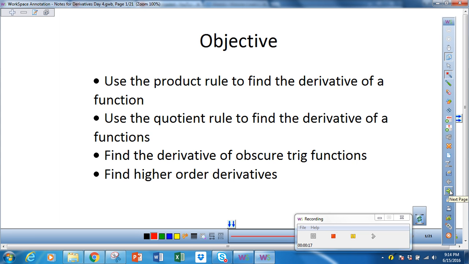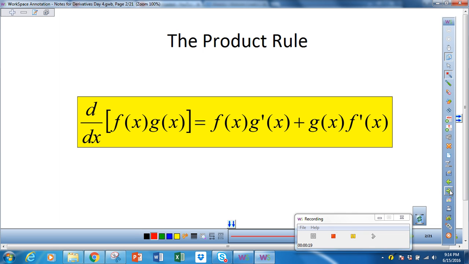Now, I've told you in the past that if you were multiplying two functions together, you can't just find the derivative of the one and the derivative of the other and then multiply them together. If you are multiplying two functions together, you have to use the product rule. And the product rule basically says this: you keep the first function the same, and then you multiply by the derivative of the second function. So you keep f of x the same, and you take the derivative of g of x. And then you add that to keeping g of x the same, and then take the derivative of f of x. Okay? That is the product rule.